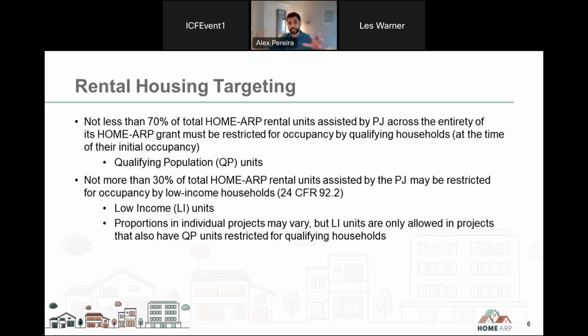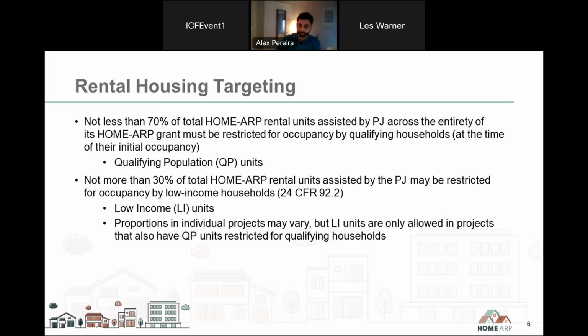But once you aggregate all of the HOME-ARP rental projects that are being funded by a PJ, the sum total of all those HOME-ARP rental units, not less than 70% of those units must be restricted for occupancy by QP households.